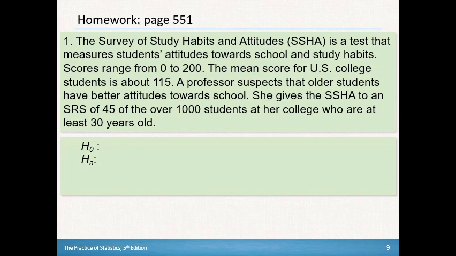So she gives the SSHA to a simple random sample of 45 of over 1,000 students at her college who are at least 30 years old. So she's specifically looking at a sample that are 30 years old or older, which is old for college students. So, next year when you guys go to college, you'll see that there are not very many old people in your class. Very rarely do you get anybody in their 30s in any of your classes.